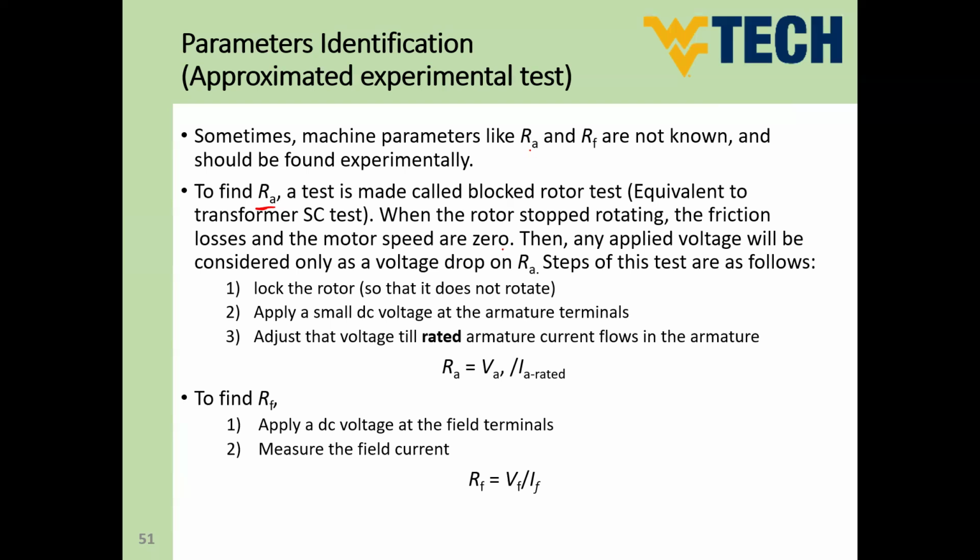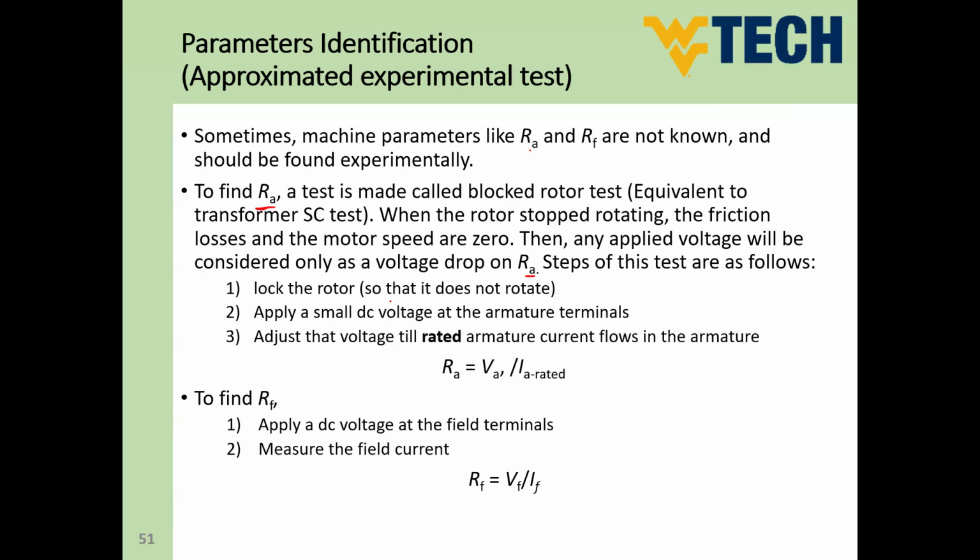So we can consider that when the rotor is blocked, this power loss will be consumed on our resistance, which is the armature resistance. So we can identify the armature resistance from this test if we can measure the volt, the current, and the power absorbed in this test. Similarly, like what we made in the transformer experiment.